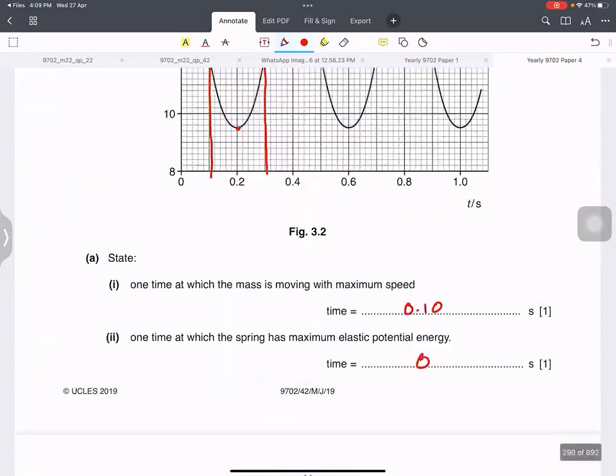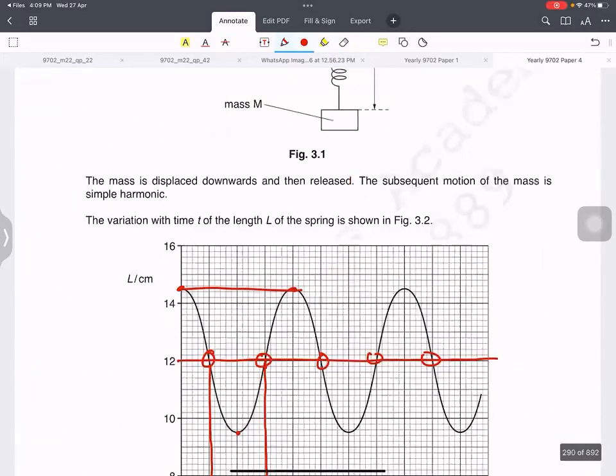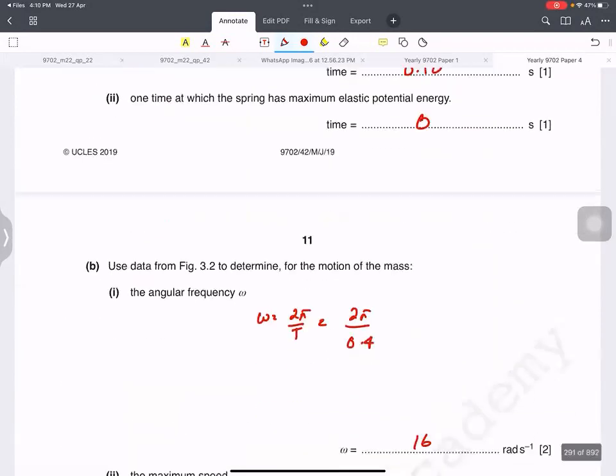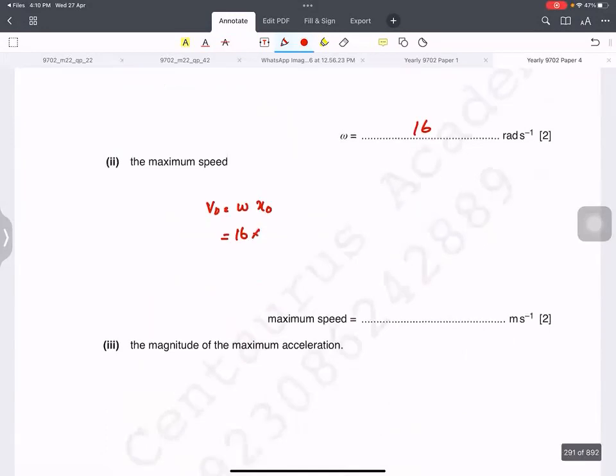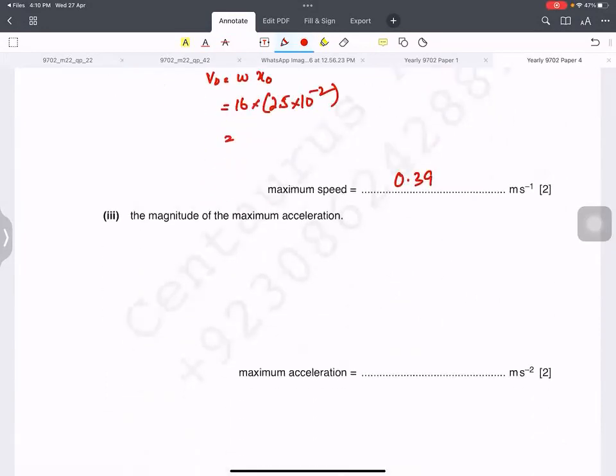X naught we need to read off. What does it read? If this is 15, then 14.2, 14.4, 14.6, 14.5, right? 14.5 minus 12 is 2.5. So 2.5 times 10 to the minus 2. What is the answer? 0.39. Very good.